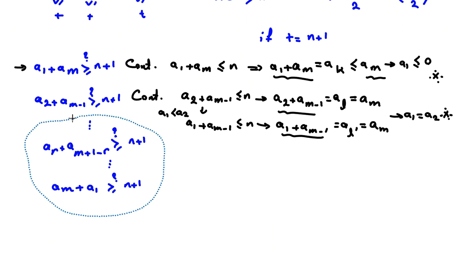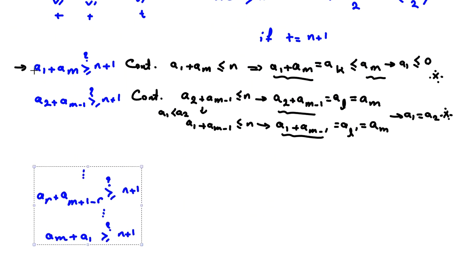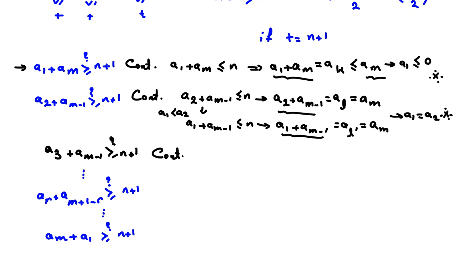Let's check one more. After A_3, we generalize this part. Why is A_3 plus A_{m-1} at most n plus 1? Again, we use contradiction. We say, okay, A_3 plus A_{m-1} is at most n because they are integers, and when it is less than n plus 1, it is at most n. So A_3 plus A_{m-1} is at most n. We decrease it. A_2 plus A_{m-1} also will be at most n because A_2 is less than A_3. A_1 plus A_{m-1} also is at most n.